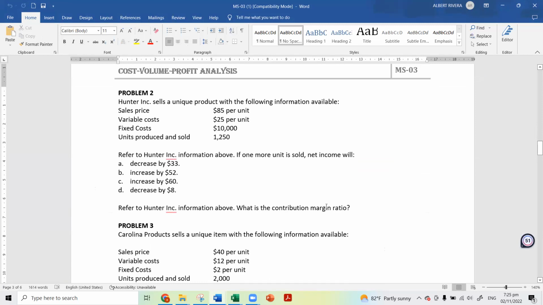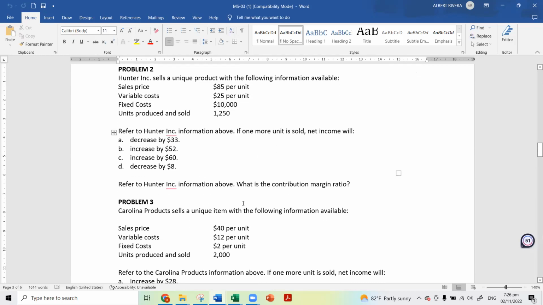The contribution margin ratio is your selling price minus the variable cost, that will give you the CM per unit, divided by the sales price per unit, that will give you the contribution margin ratio. So if we provide a straight line computation for this, that should be 85 minus 25, which is 60, divided by 85. Okay, so that is now your contribution margin ratio. So, let's copy this to Excel.